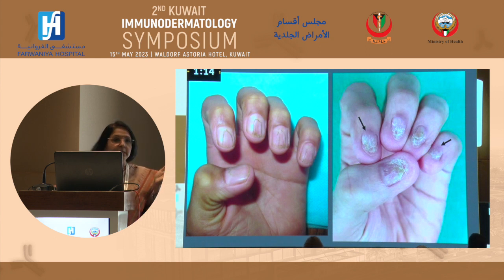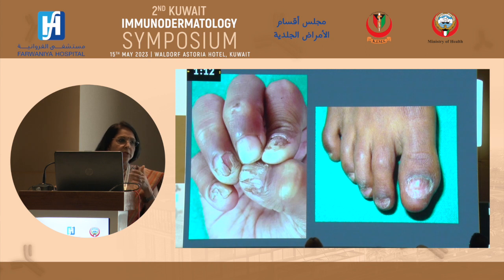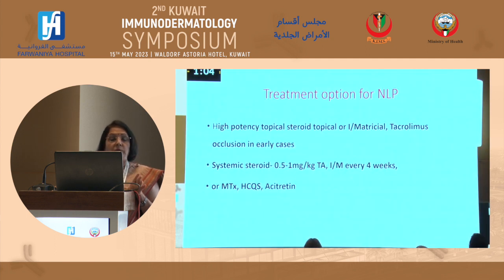Another patient, and there is anonychia in severe cases, because if the patient comes late, it becomes very difficult to give them a control. So what are the treatment options for nail psoriasis? You can give highly potent topical steroid. I do give it under occlusion, but you have to be very, very careful because there can be depigmentation and atrophy.